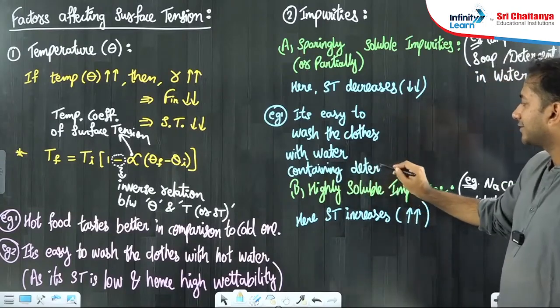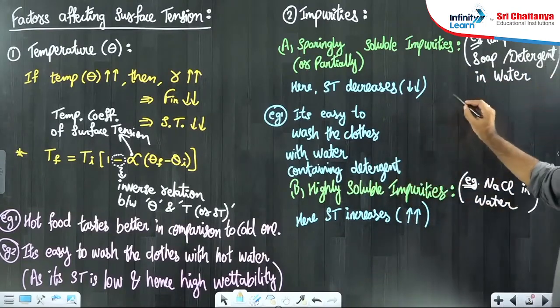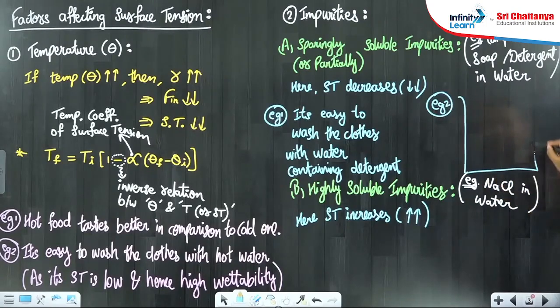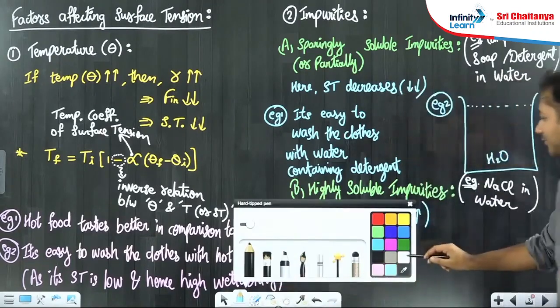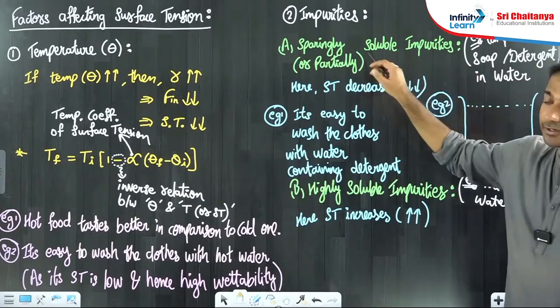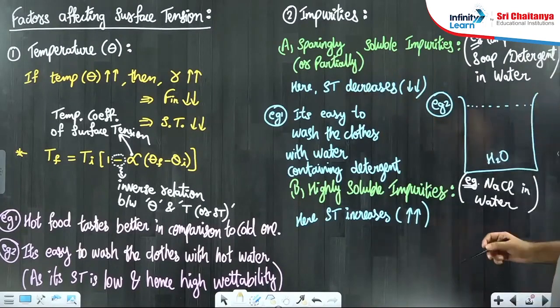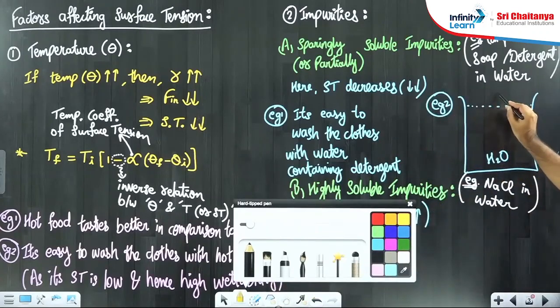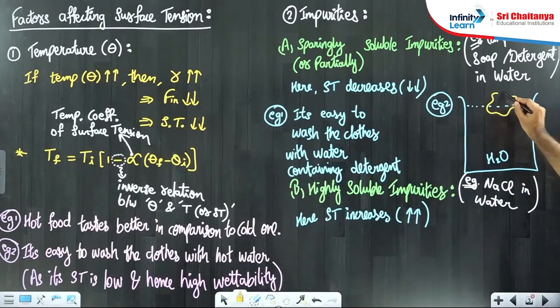Another example, it's a previous year question. I'm giving it to you as an example here. So if you take an irregular shaped camphor over the surface of water, particularly by water I am taking, because I told you that camphor in water is also a sparingly soluble or partially soluble impurity. So if you consider that here, there is an irregular shaped camphor.